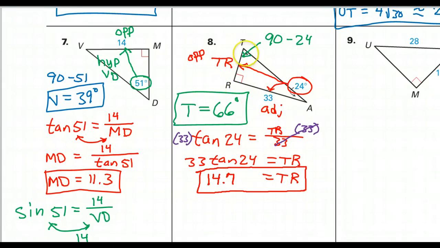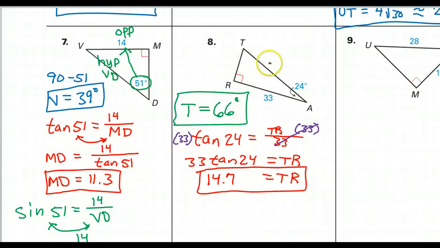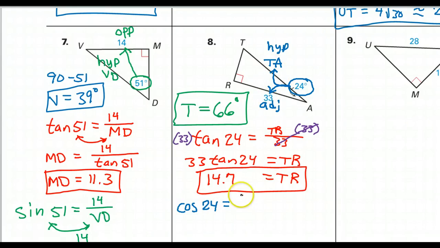So now we still need to find side TA, the hypotenuse. So here is TA being the hypotenuse. From the perspective of the 24, we've got the adjacent leg, and we're looking for the hypotenuse. Adjacent and hypotenuse, well, that's the cosine function. So we do cosine of 24 is equal to adjacent over hypotenuse, 33 over TA.